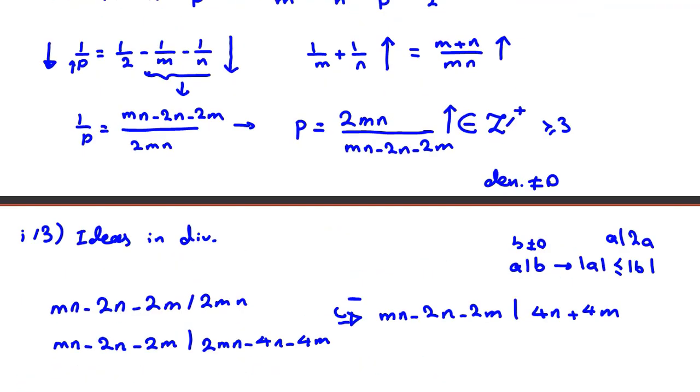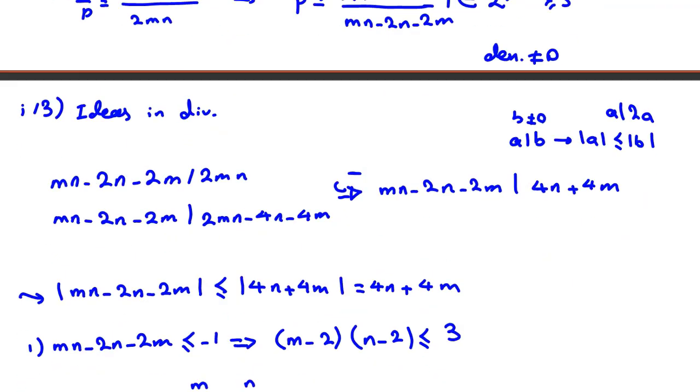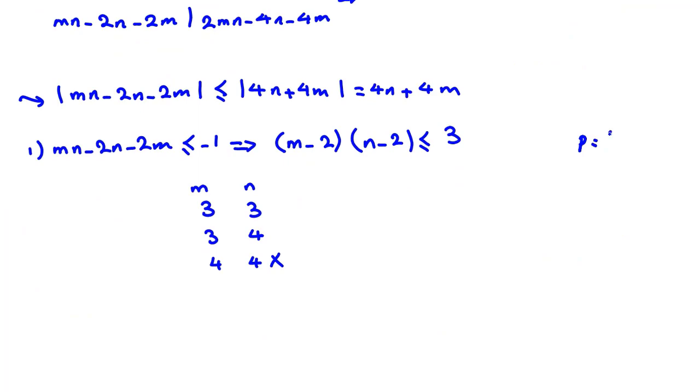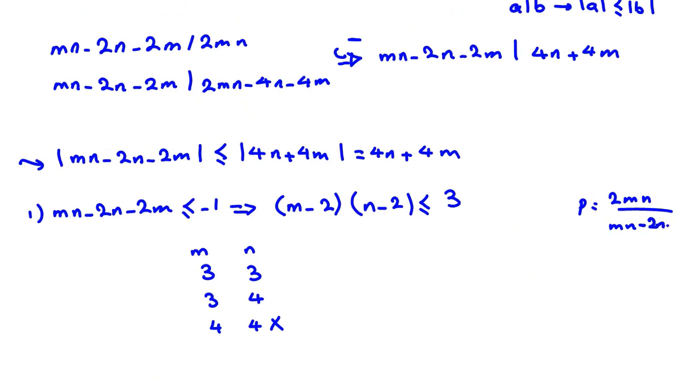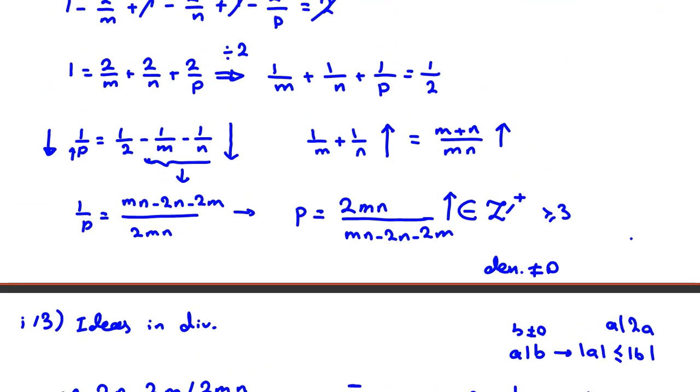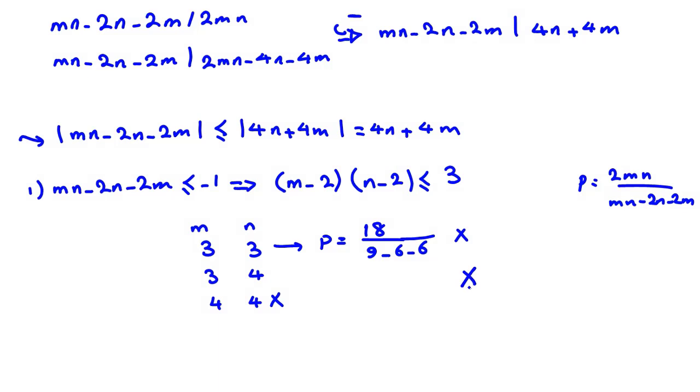Now if we check p, p is 2mn. Let me write 2mn over mn minus 2m minus 2n. So for this case, p is 2 times 3 times 3, 18 over 9 minus 6 minus 6, which is negative. And one important thing, if mn minus 2n minus 2m is negative, this one positive, positive over negative, negative. So we can reject both cases here.